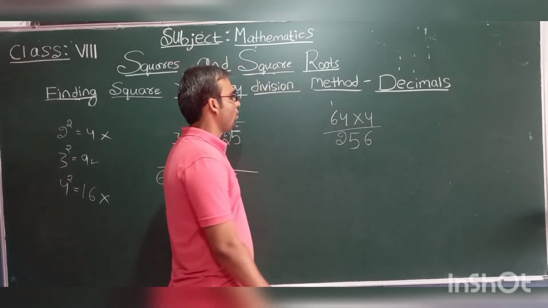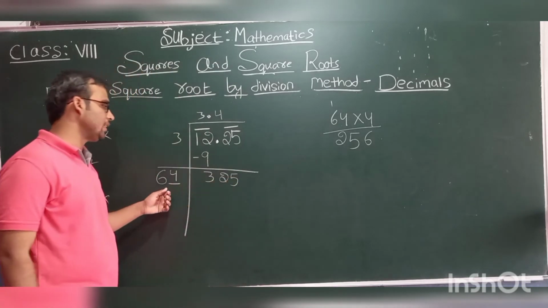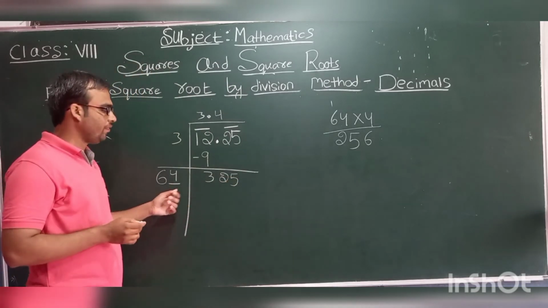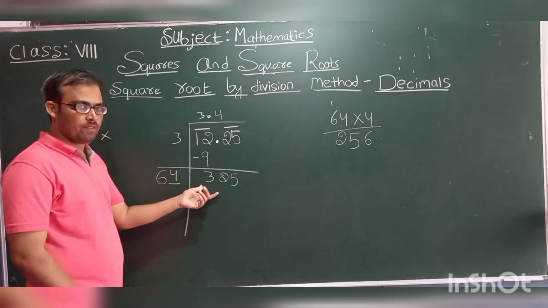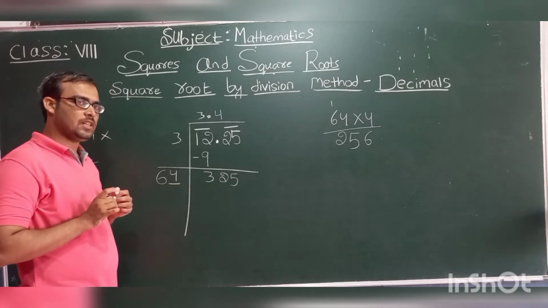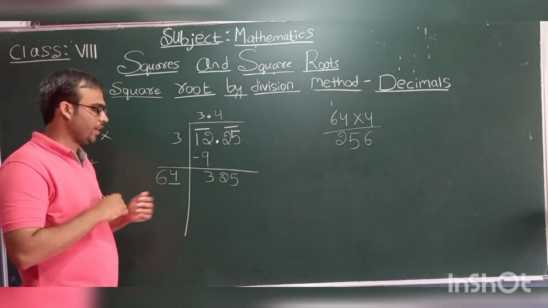4 4s are 16, 1 carry, 4 6s are 24 plus 1, 25. Okay, now what have we got? We have got 256, but what we needed? We need 325.